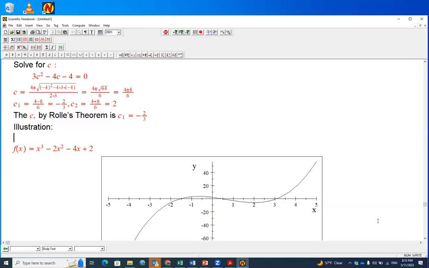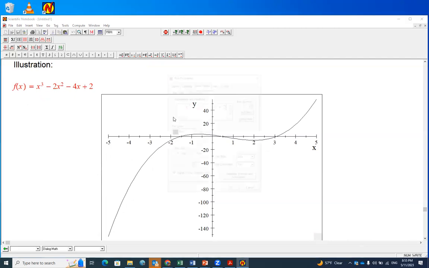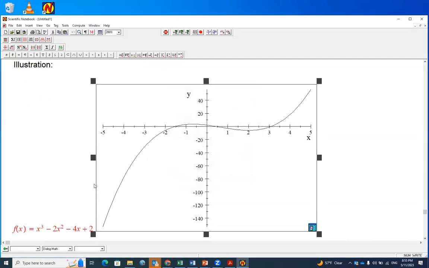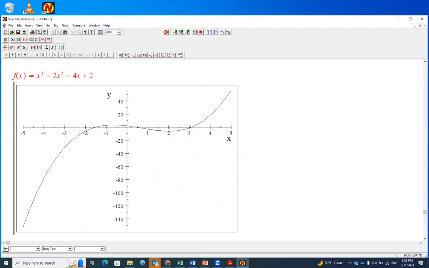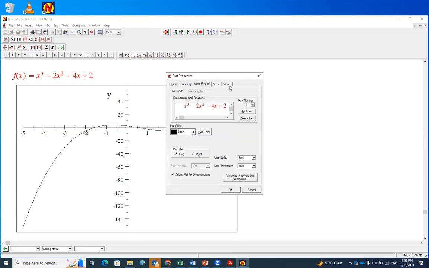Okay, so here's the illustration between negative 2 and positive 2. So this is the curve of the function, right? So I'm going to make some adjustments so it will just show mostly between negative 2 to positive 2. Okay, so negative 2 to positive 2.